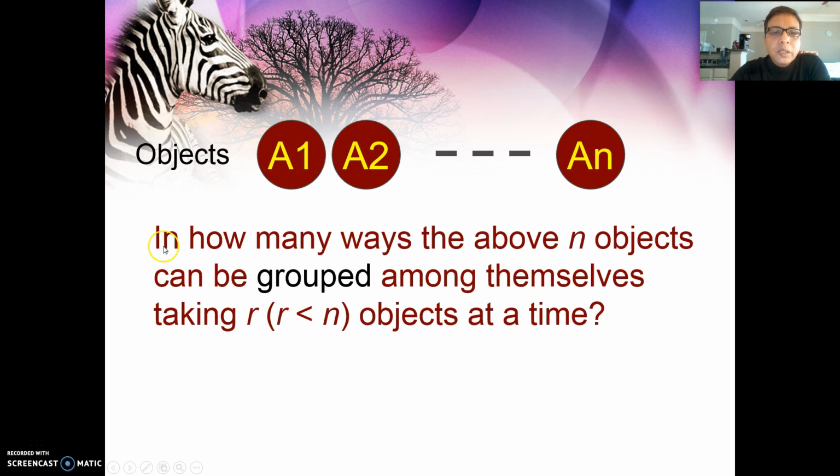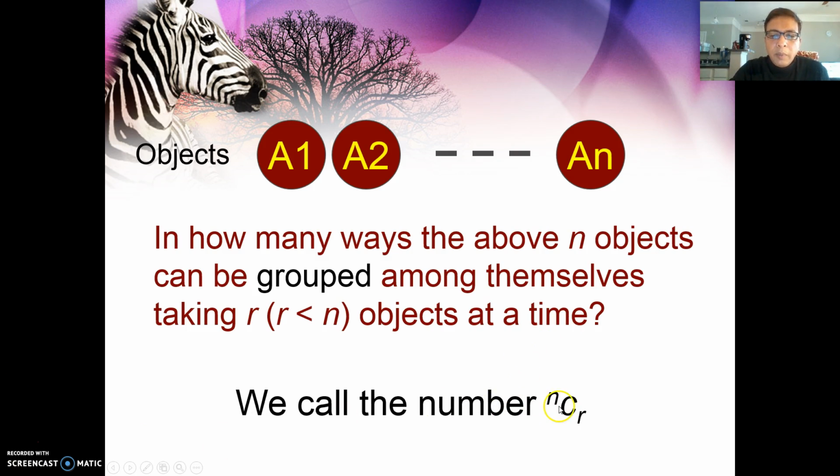Now the second question is, in how many ways can the above n objects be grouped among themselves taking r, less than or equal to n, objects at a time? Previously we were considering the order, but here we are not considering the order, we just need to group them. We call this number nCr, n choose r. How many ways can n objects be grouped in r positions?